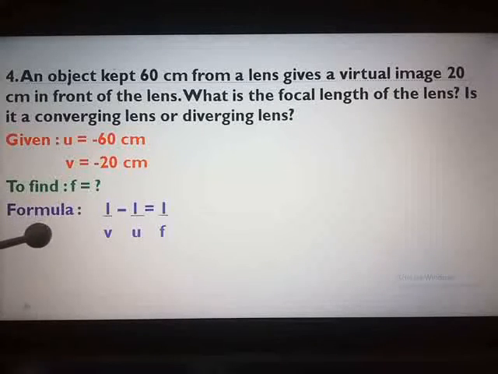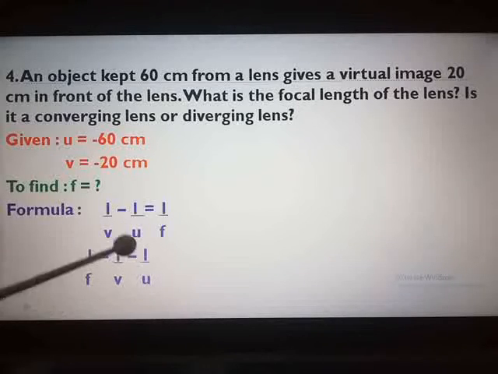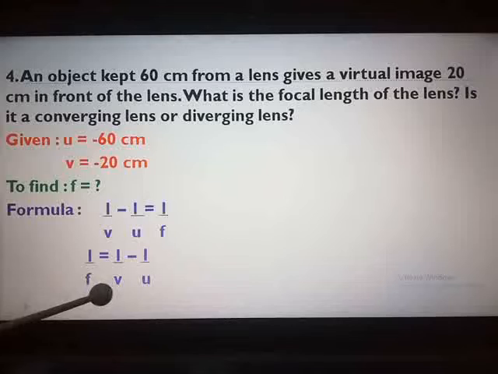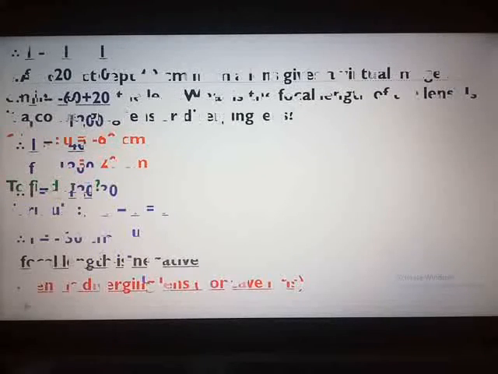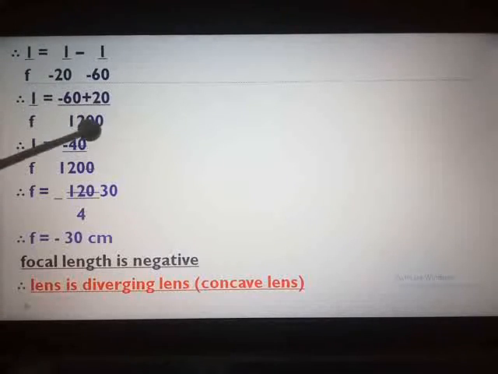1 upon F is taken on the left hand side, so the right hand side remains unchanged: 1 upon V minus 1 upon U. Now here it is the minus sign. You have to substitute minus 20 and minus 60, which is done in the next step. Now cross multiplication or LCM, whichever way you want to go. Minus 60 plus 20 upon 1200, that is minus 40 upon 1200. So 1 upon F, but you want F. So F is equal to 1200 upon minus 40. So the answer is minus 30.